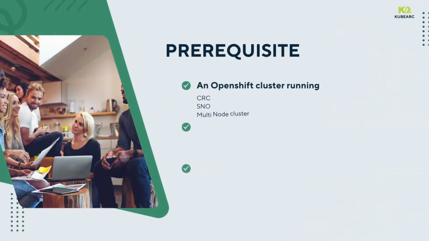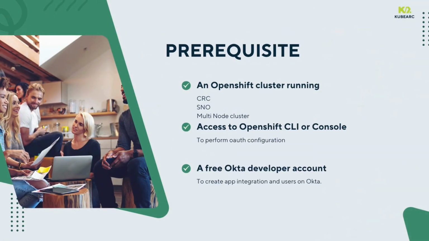Now let's take a look at the prerequisites for this setup. First of all, make sure you have an OpenShift cluster running, either CRC, SNO or multinode. Secondly, access to the OpenShift CLI or web console with an admin user, and a free Okta developer account.